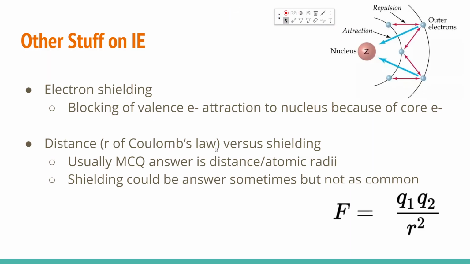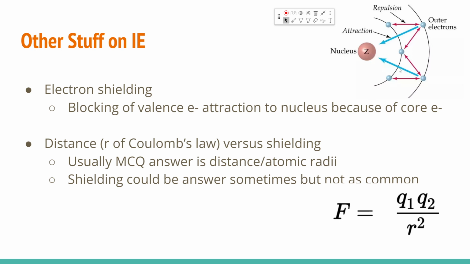So let me move this. And so we have something called electron shielding. So the valence electrons, the outermost electrons, they sometimes get blocked attraction-wise from the nucleus to those valence electrons because of the core electrons. As a reminder, the core electrons are the electrons in the atom that are not the outermost ones. So it's literally the rest of them.